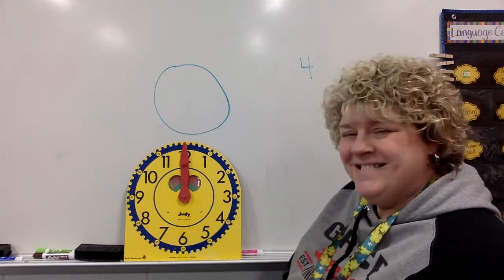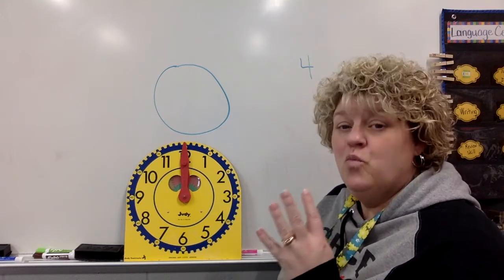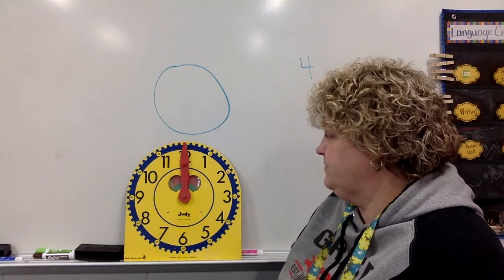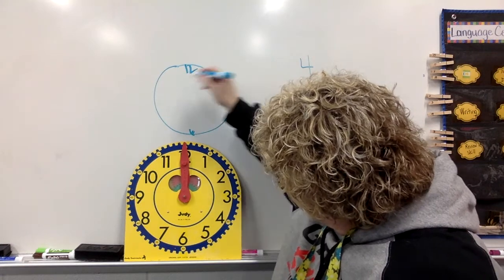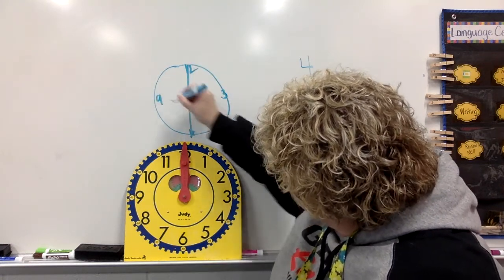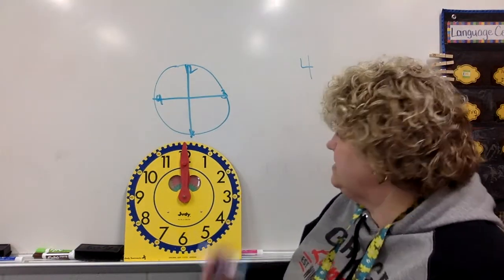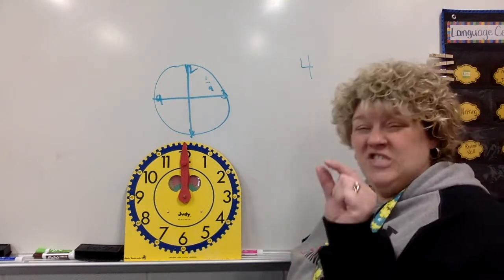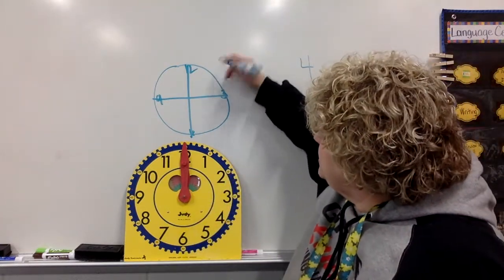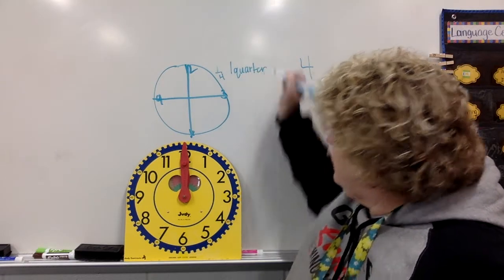All right. So if I said we need to divide this circle into 4 equal pieces, what would you tell me to do? You're right. We would say we have our 12, our 6, our 3, and our 9. And that is where we would draw our lines to make 4 equal pieces. So this is 1/4. Now this is a fraction. We've talked about fractions just a little bit, so don't worry about it if you don't understand it, but it's called a quarter. So this is 1/4, or 1/4 of an hour.